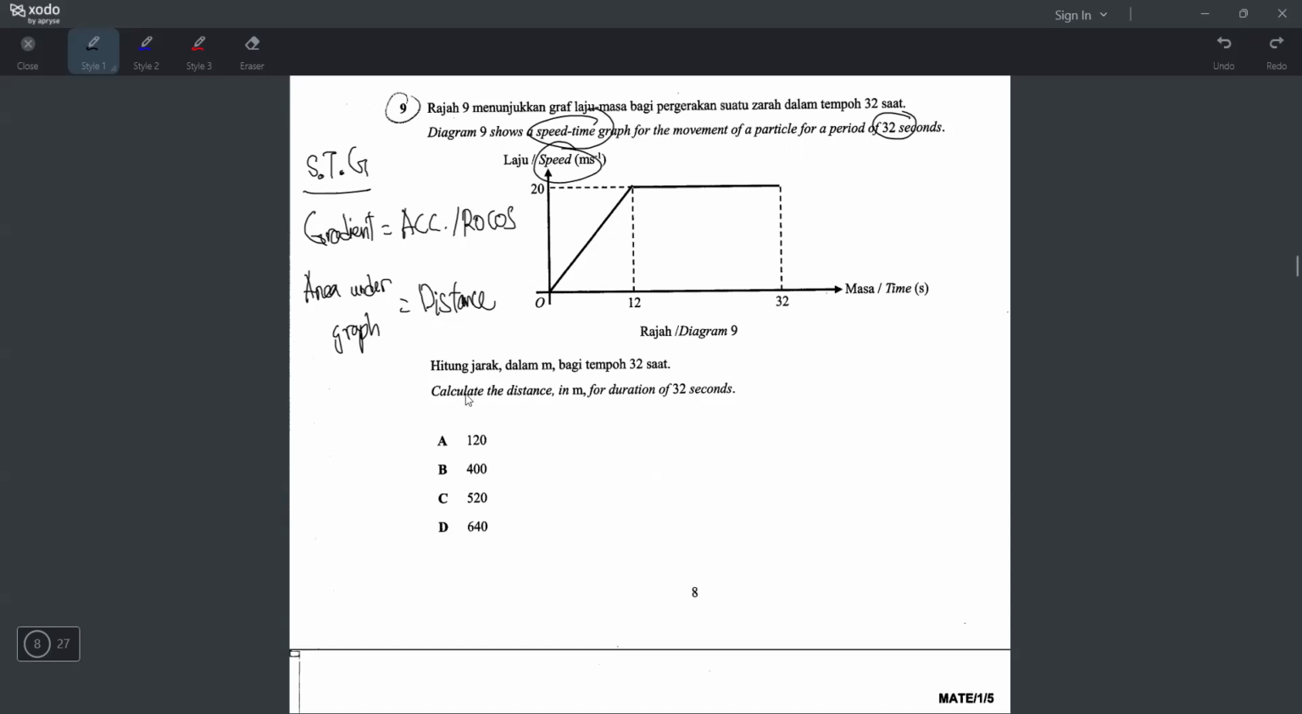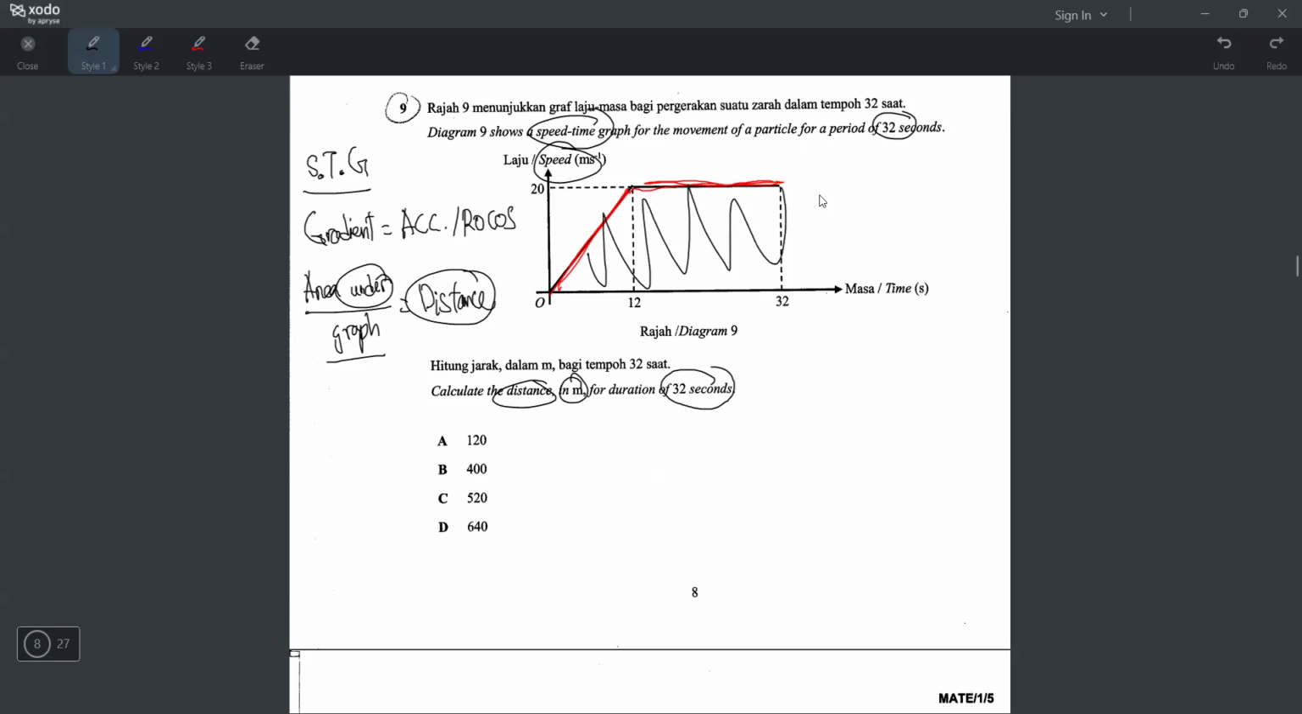Okay, so now come back here. Calculate the distance. So you use what to find distance? The area under graph. Under means bawah. So calculate the distance in meters for a duration of 32 seconds. So it means for the whole journey, right? But they want under graph. So you don't go and find the area here. Hey, this is not under graph, bro. The graph is this, the red color line. So where is under graph?